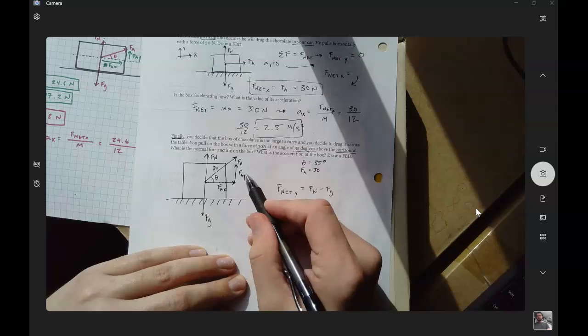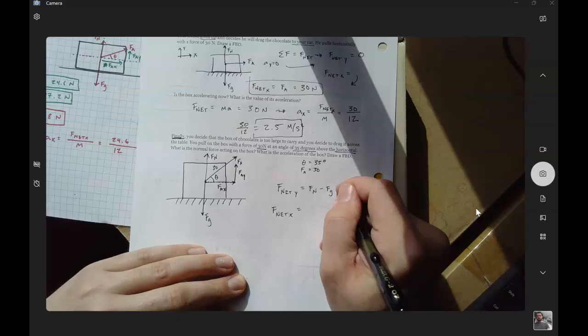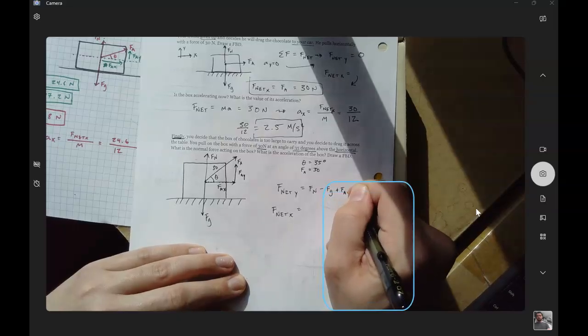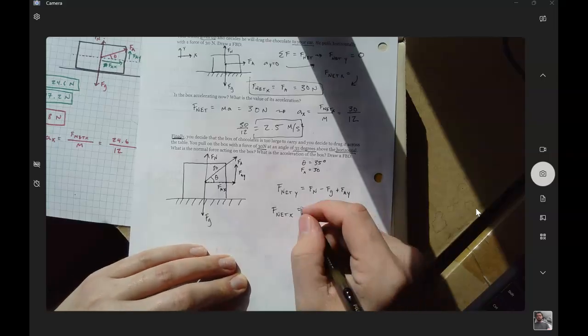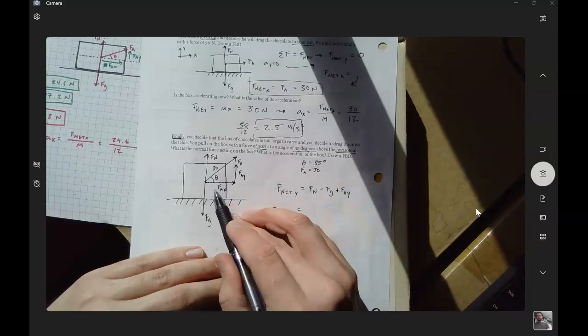So this F applied vector in the y direction is pointing upwards, so I'm going to assign it a positive value. So I've got plus FA in the y direction, force applied in the y direction only. Okay, and then I've got F net x. Well, what's the only force acting in the x direction?